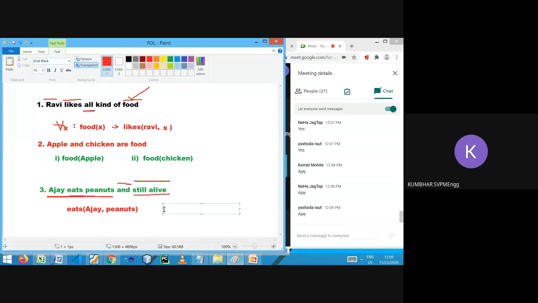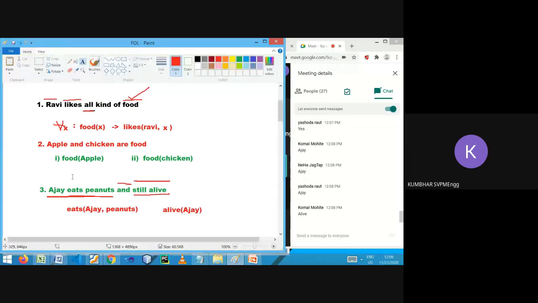So will Ajay be the predicate or will alive be the predicate, which will give true or false? You said correct: Ajay is alive. Yes. So alive will be the predicate, and to that we will pass the variable Ajay. So this will give true or false. Correct. So good. I hope you are understanding now.